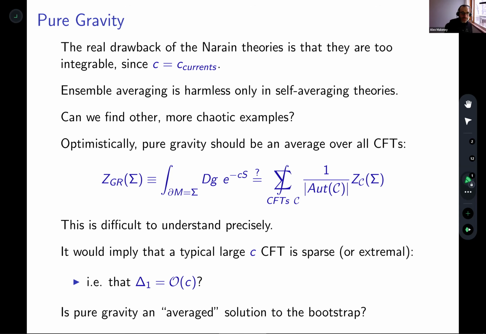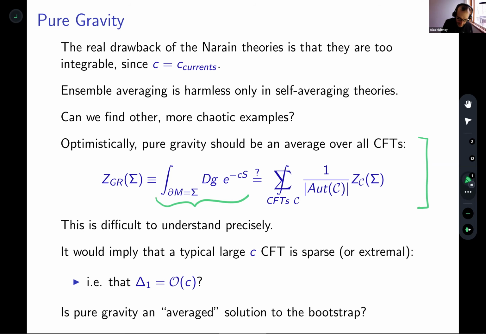And optimistically, I would think that pure general relativity should be an average over all conformal field theories. That is to say, general relativity, as defined by a Euclidean path integral over metrics with a specified boundary, weighted by the Einstein-Hilbert action, appropriately regularized, should be equal to some kind of average over the space of conformal field theories.